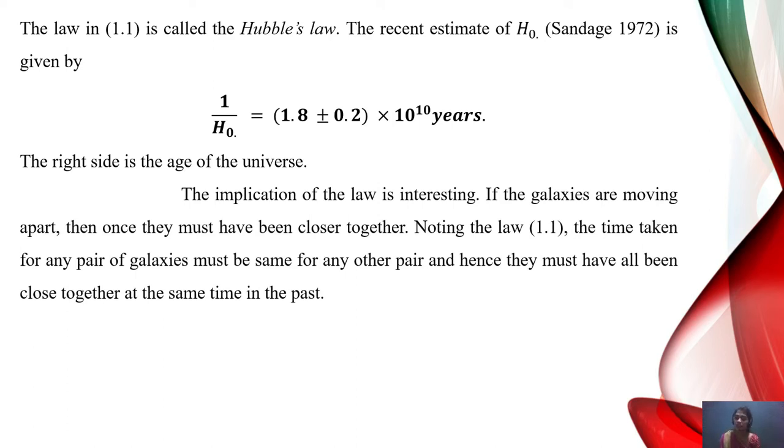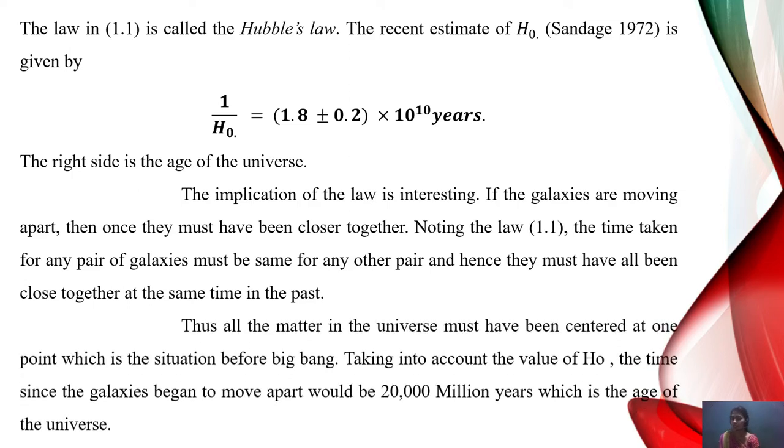The implications of the law are interesting. If the galaxies are moving apart, then once they must have been closer together. This equation will be shown in this form: z equals delta lambda upon lambda, directly proportional to L.